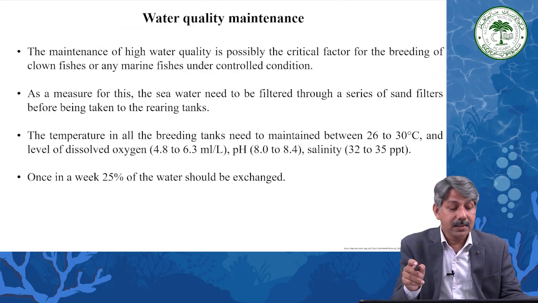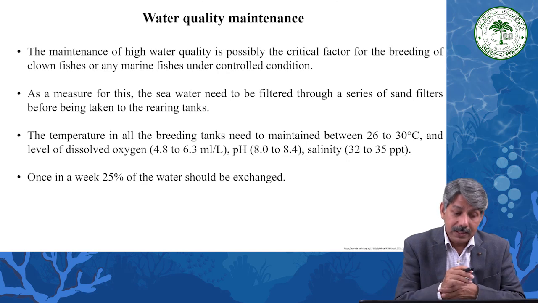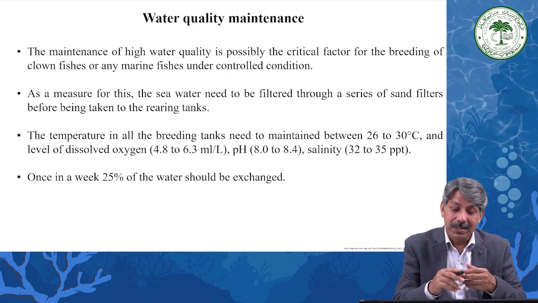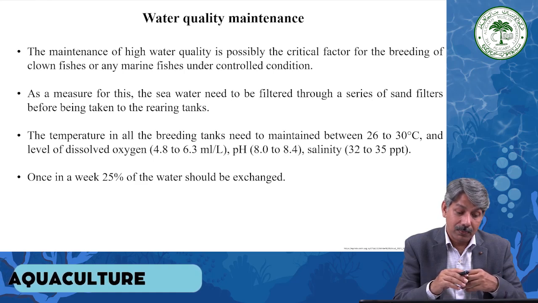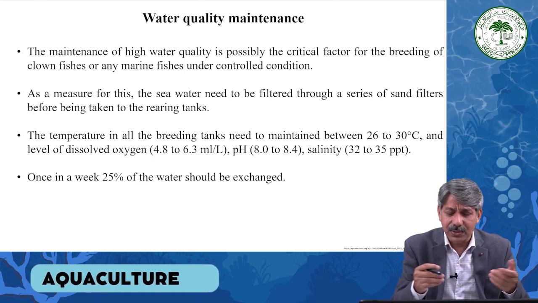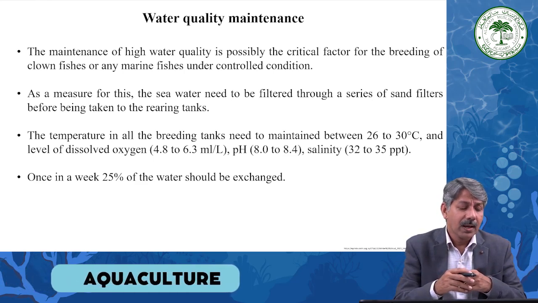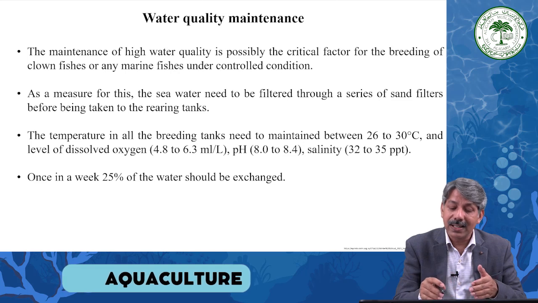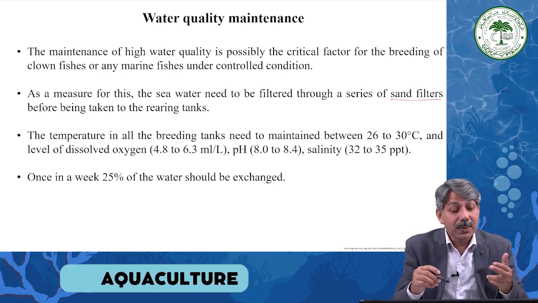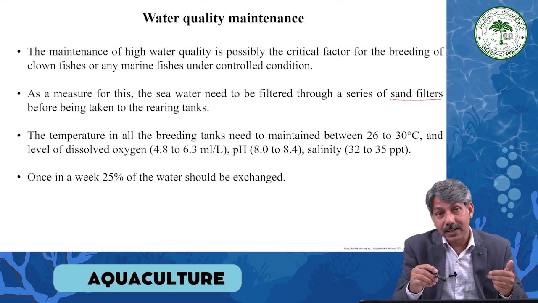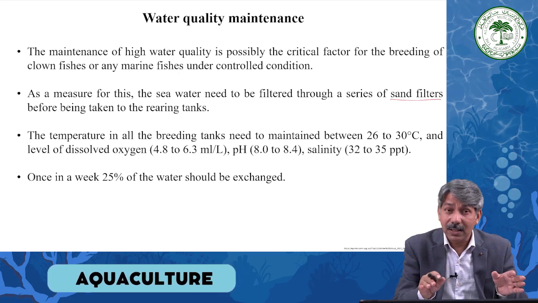Water quality maintenance. Maintaining high water quality parameters is the critical factor for breeding of clownfish or any marine fish or any other fish under controlled condition, I should say. As a measure for this, the seawater needs to be filtered through a series of sand filters before being taken to the rearing tanks. So, that is always water quality.